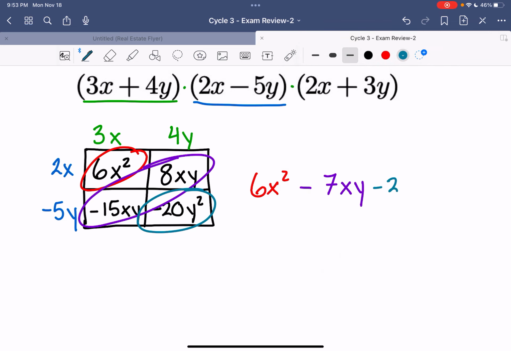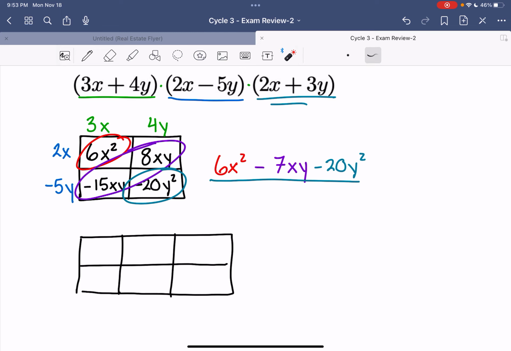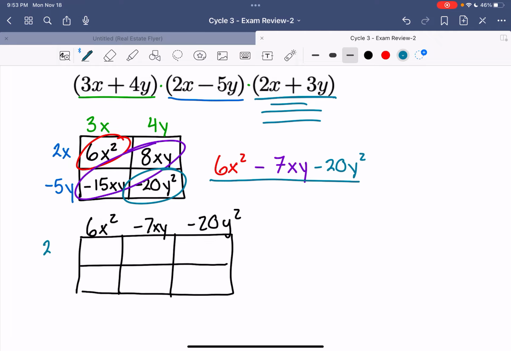Now we have this entire polynomial times our very last one. So we have to do our box method again. We're going to have now a 3 by 2 box, and we are using it to multiply our new polynomial, 6x squared minus 7xy minus 20y squared, times the one up here, 2x and 3y.